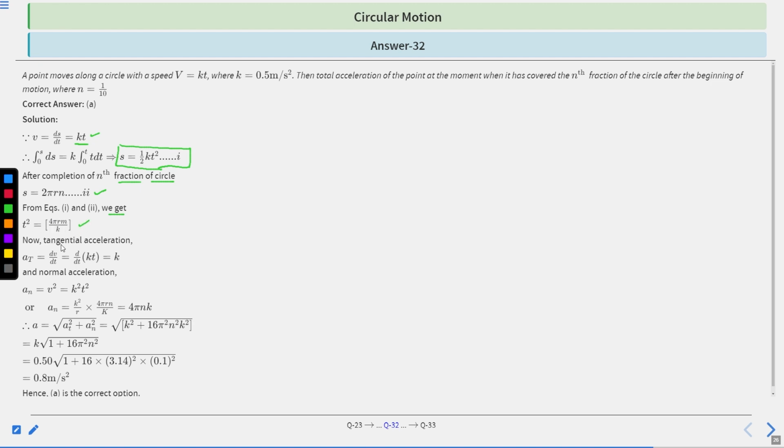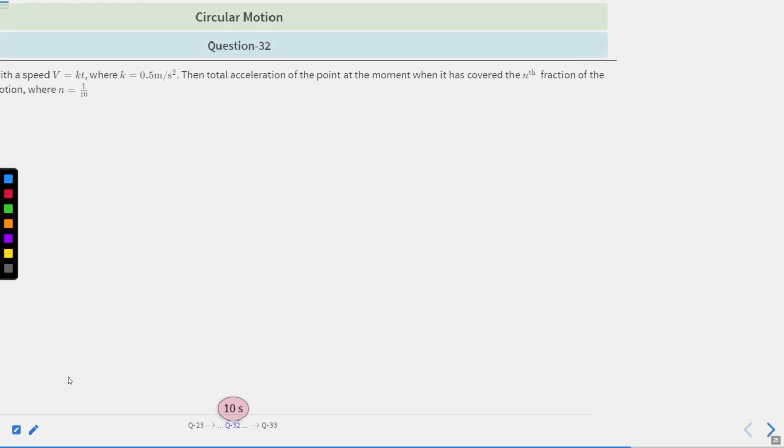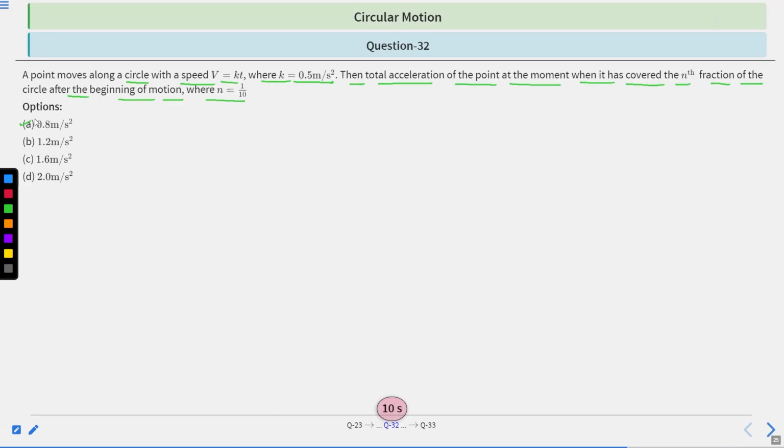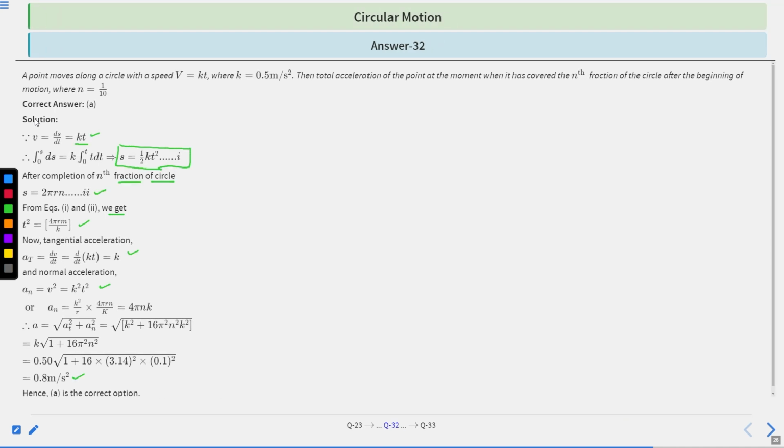Clear? Now the tangential acceleration at equals k and the normal acceleration an equals v square by r, which equals k square t square by r. Solving this, you will get a equals under root k square plus 16 pi square n square k square. Clear? After calculating, a equals 0.8 meter per second square. So the correct answer is A. A is the correct answer. This is the only technique to solve this question.